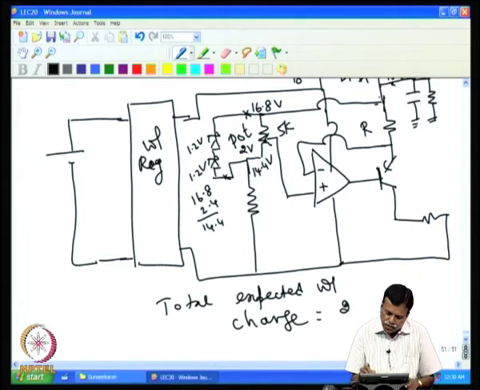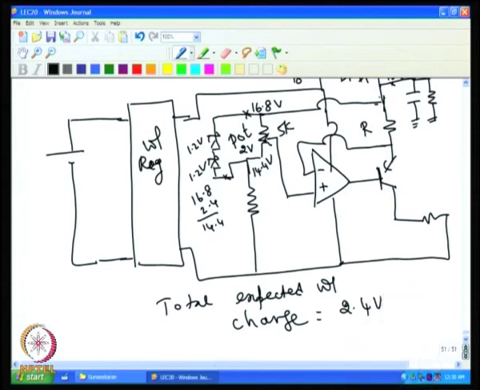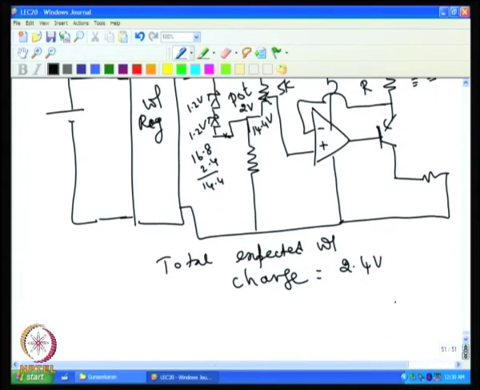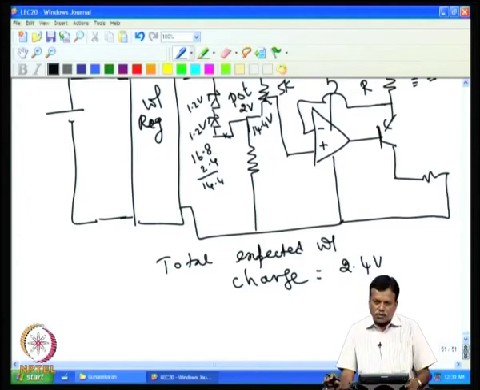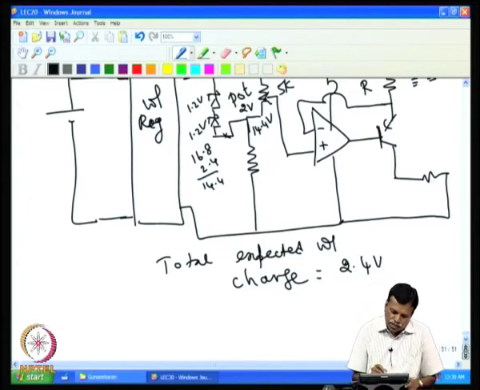Change is 2.4 volt, it will be definitely less than 2.4. So, we can take normally 20% both sides going off. So, real voltage change, real expected voltage change.